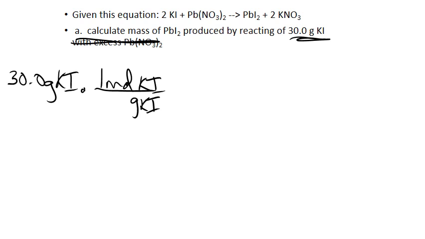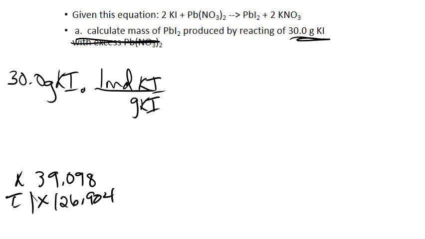Now we have to add up the mass of KI. K is 39.098. In I, we have 2 of those, I'm sorry, we just have 1 of those, and it is 126.904. So we just add those 2 things together, and we should get 166.002. So that goes down there, if you can read my handwriting.